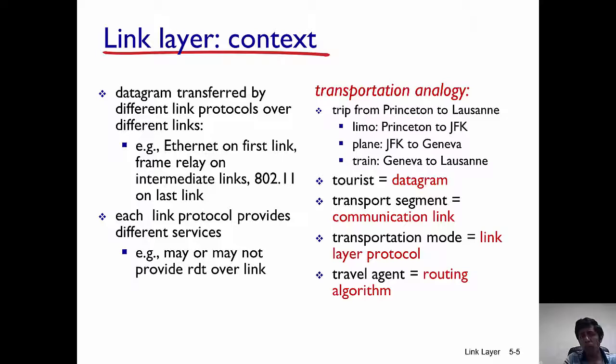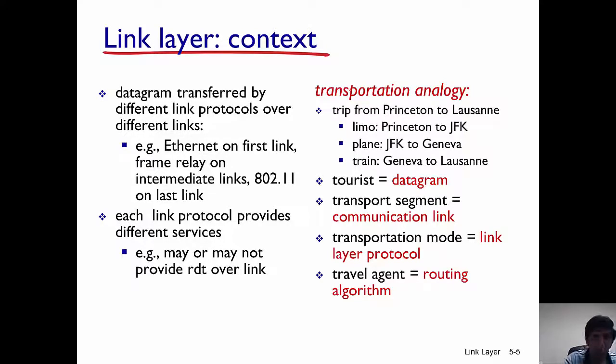But before we move on, I'm going to give you a transportation analogy so that you have a better understanding of the link layer. So say you are planning a trip to go from Princeton to Lausanne. One way to go about it is you could take a limousine to go from Princeton to JFK. From JFK, you could take a plane to go to Geneva, and then you could take a train to go from Geneva to Lausanne. These are the three links of your trip. So the first link is to reach JFK from Princeton, then you fly from JFK to Geneva, and then from Geneva you go to Lausanne.